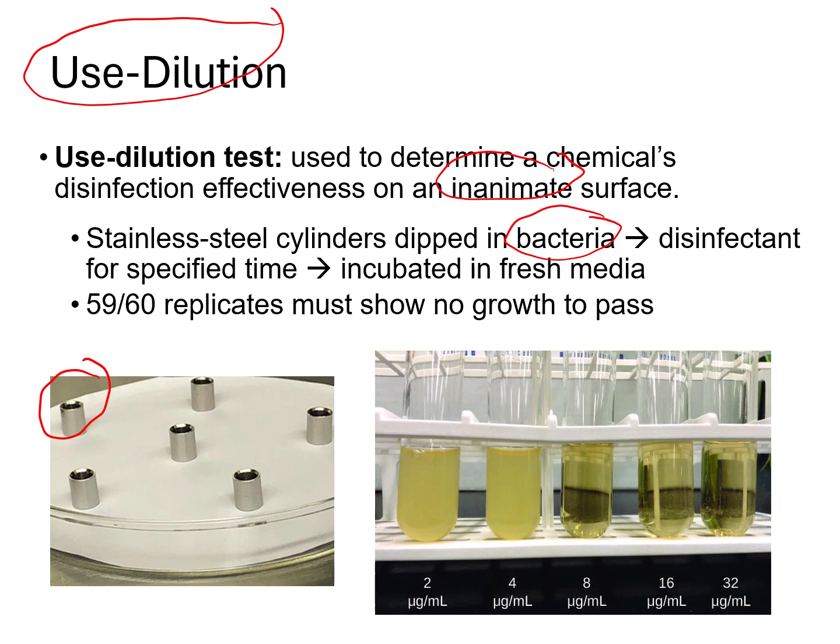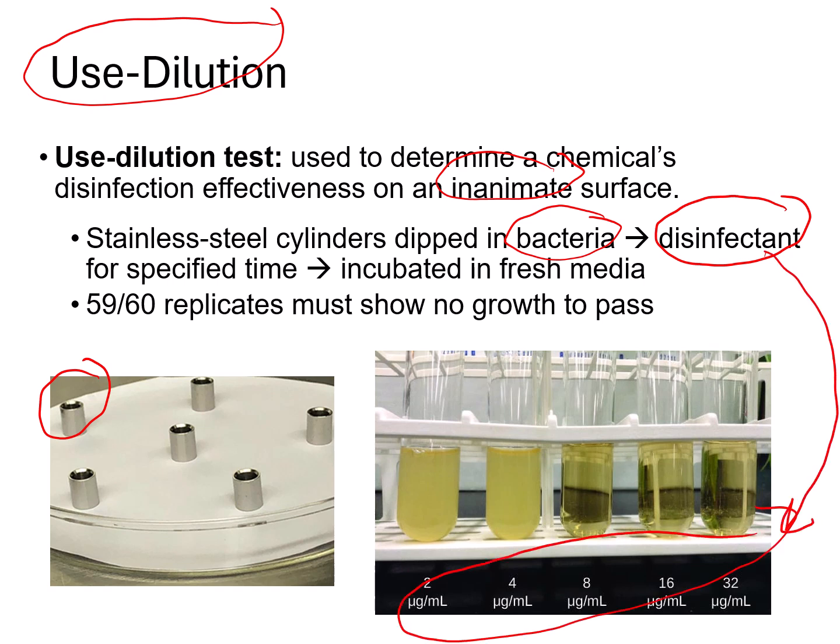These cylinders are then dried, and then we're going to place them in a disinfectant for a certain amount of time. We often use various concentrations of our disinfectant to see which concentration is effective. After exposure to the disinfectant, we take these cylinders and we incubate them in fresh media. And what we want to do is check for surviving bacteria.